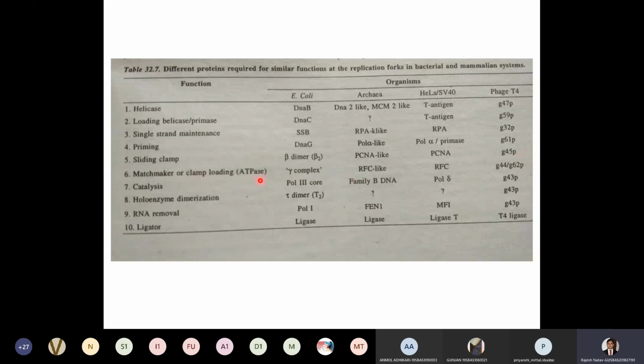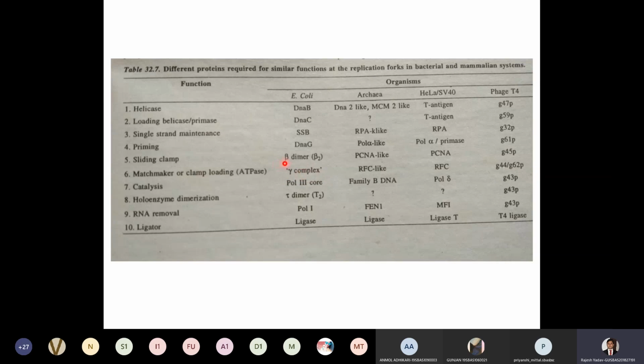And next is the matchmaker box, that is the gamma complex. This gamma complex is also called matchmaker box. It is also a component of DNA polymerase third. I have explained in the previous class, DNA polymerase third is made up of core enzyme, sliding clamp, and gamma complex.